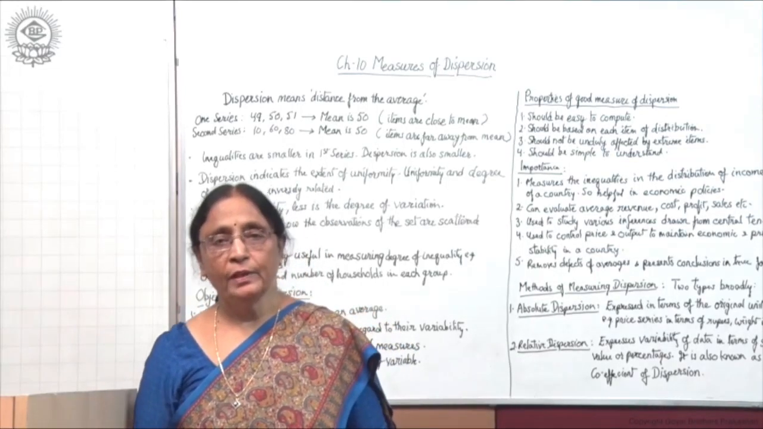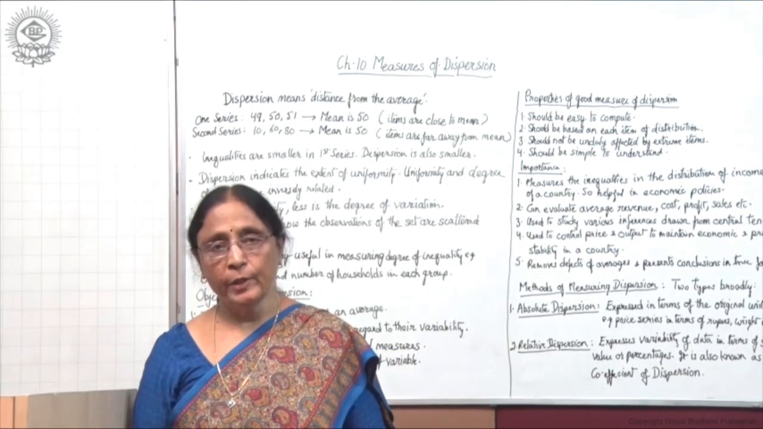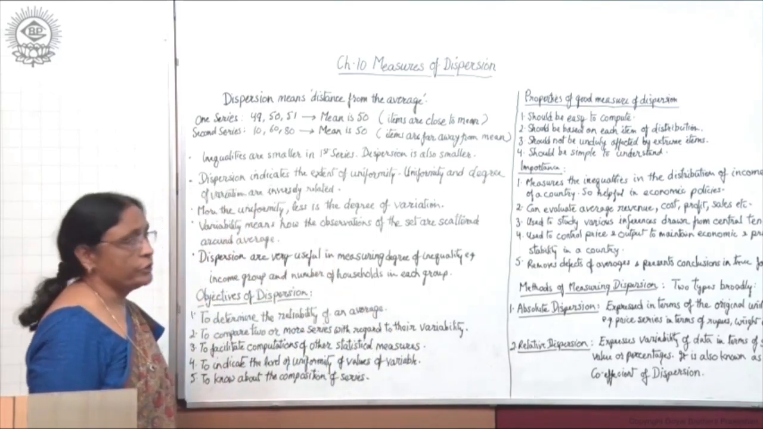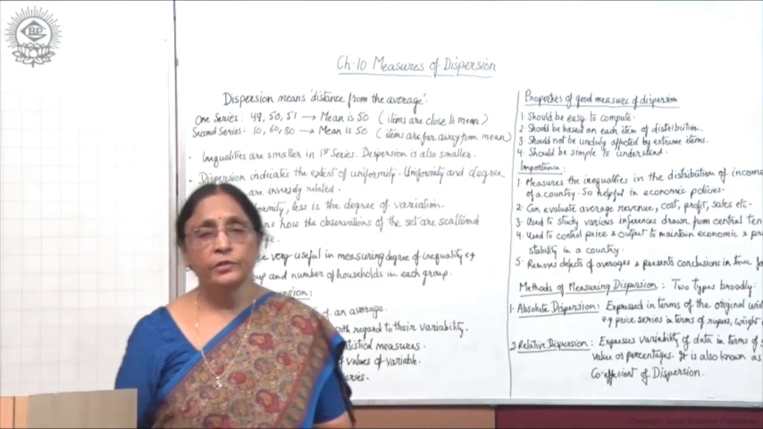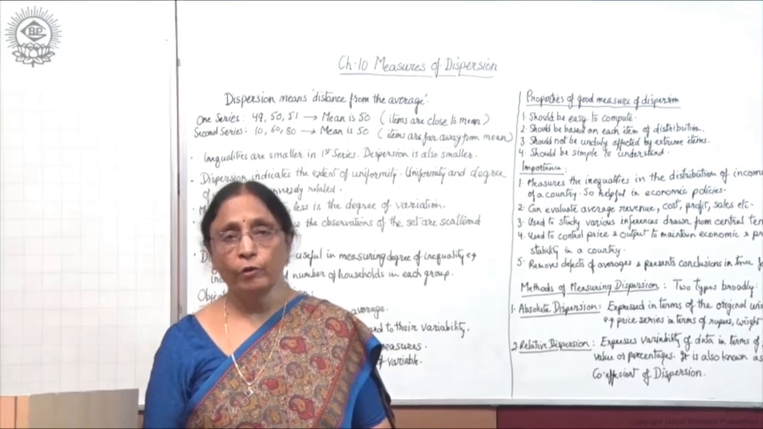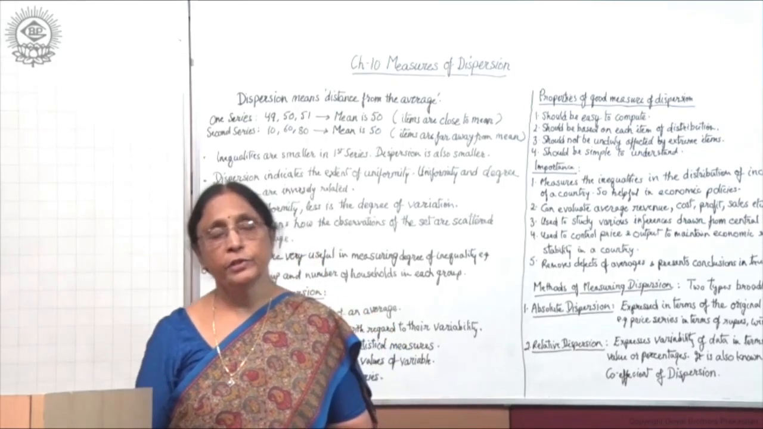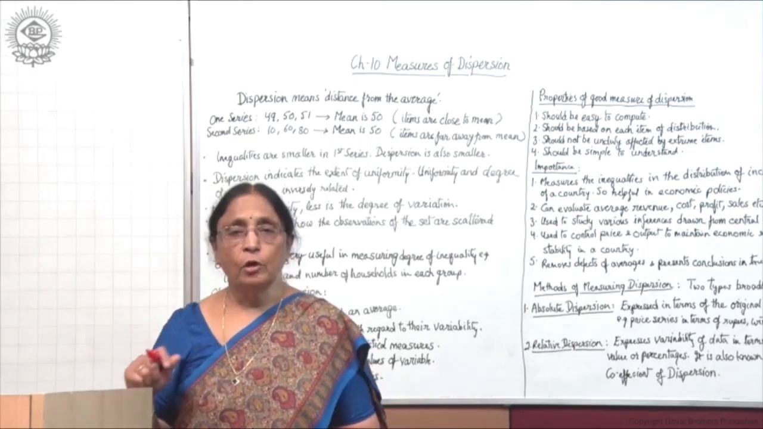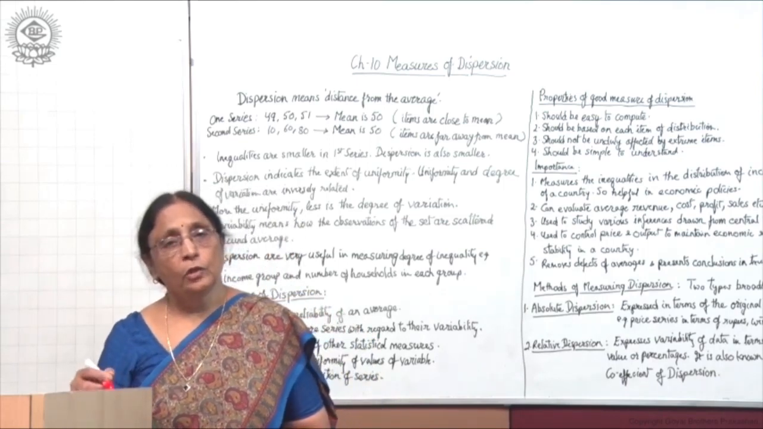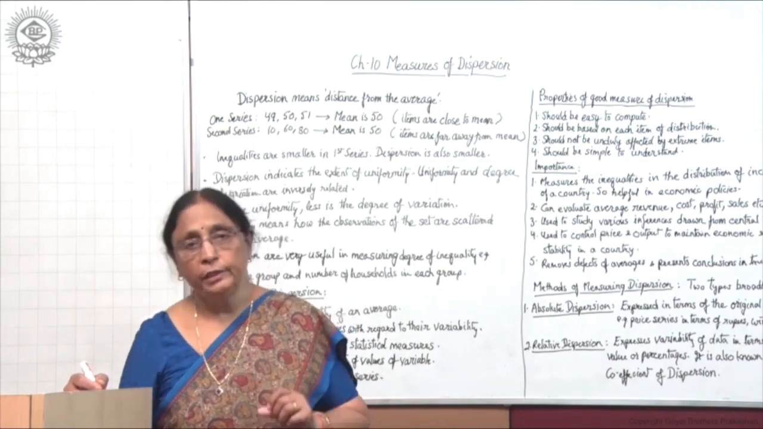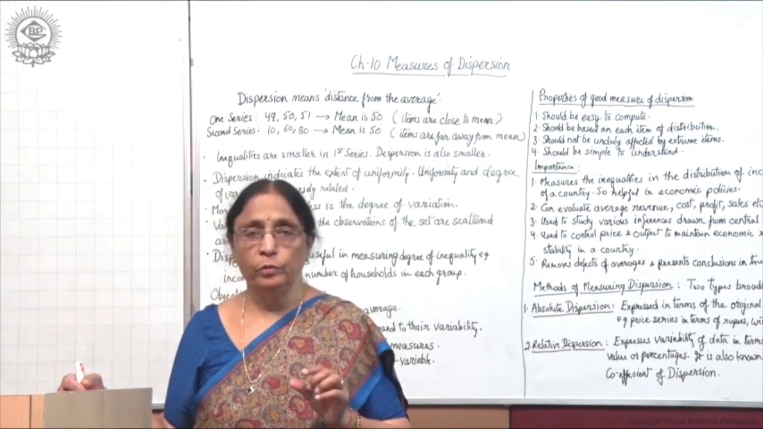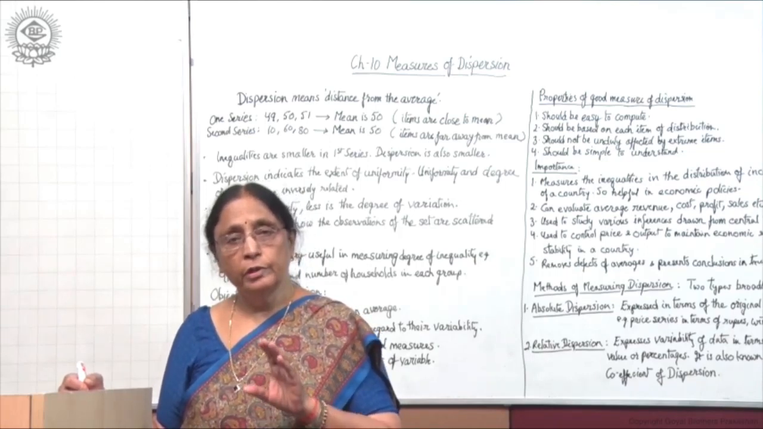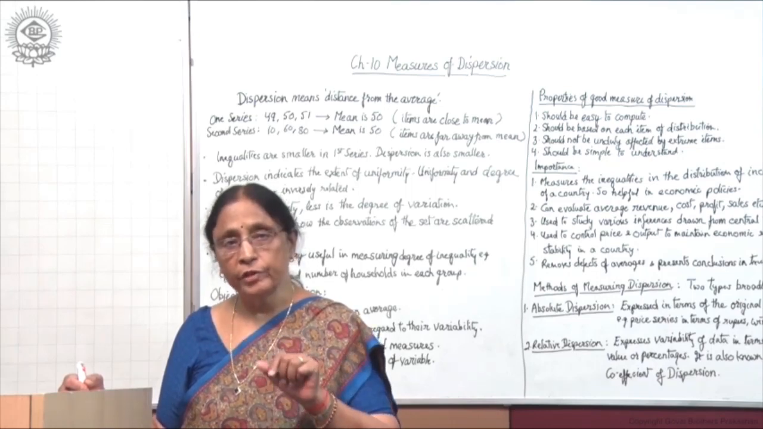Good morning, children. Now we will proceed to the next chapter, that is chapter number 10, Measures of Dispersion. Previous chapters were dealing with measures of central tendency, in which you have basically studied how to find out the averages of a given series. Now averages, as you have done earlier, give you the central value around which all the values revolve, or they are spread along with the central value.